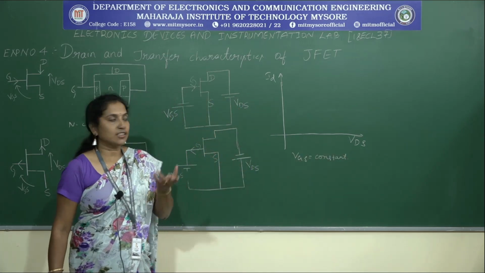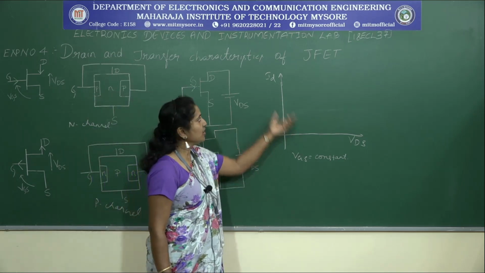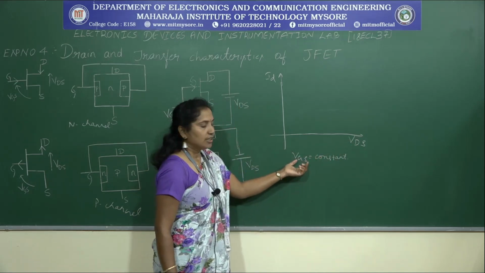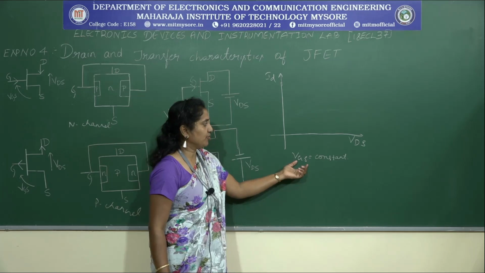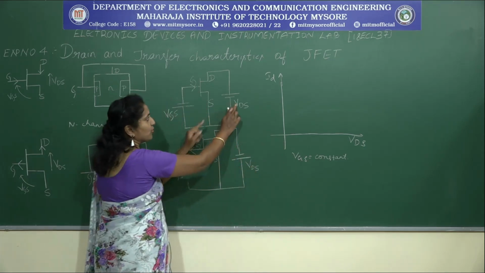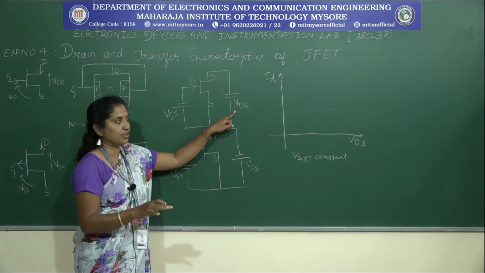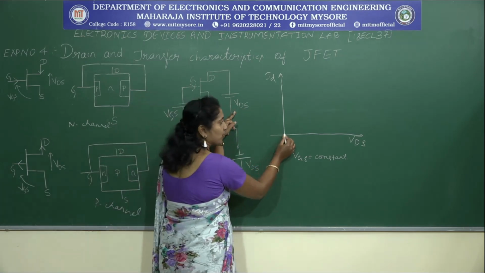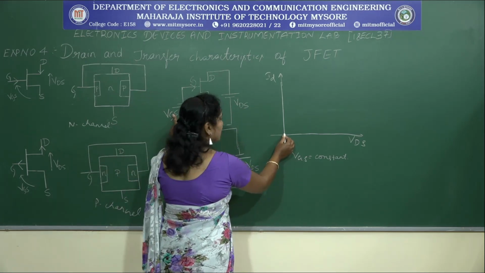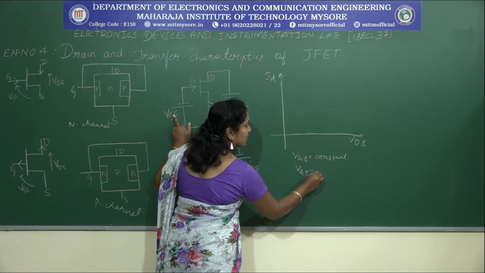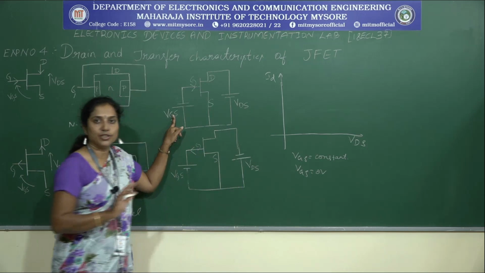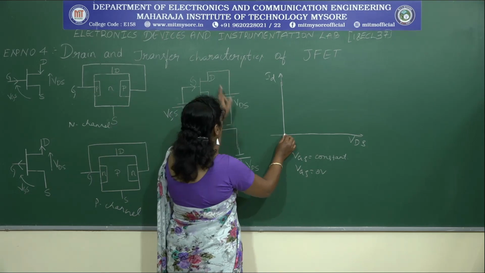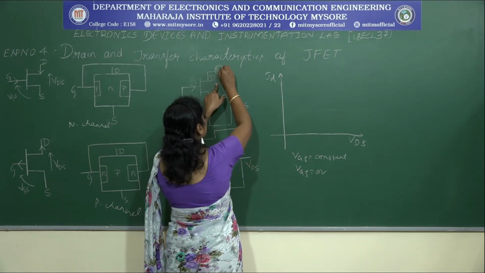The output characteristics are nothing but the curve between drain current and drain to source voltage, with gate to source voltage kept constant. We will take an N channel JFET here. Suppose you are going to increase the VDS, first you make VGS equal to 0. That means you are not going to apply any voltage here. You increase the VDS and measure the ID here.